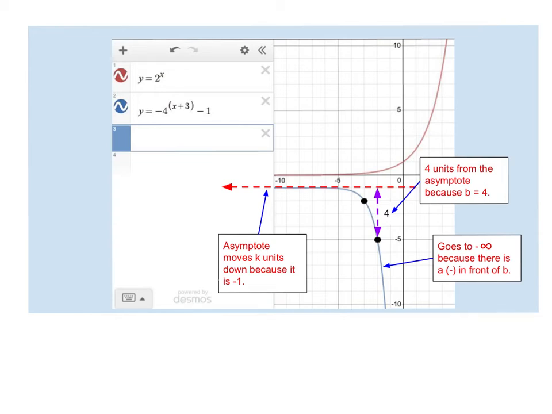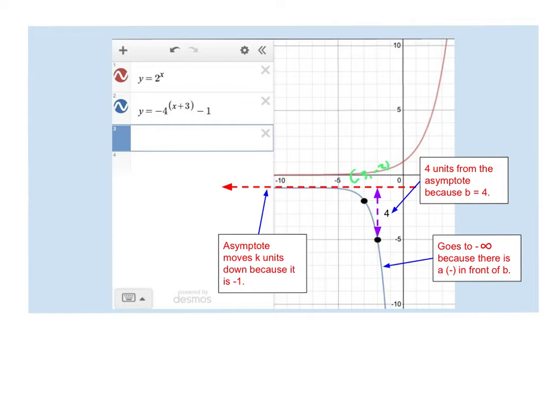Okay, here's another example, and I want to point out a couple things. The first thing I want to do is draw on my asymptote. Notice that that's at negative 1, so I go down 1 and draw my asymptote there. The next thing I see is a plus 3. That means my locator point is moved 3 to the left. Because it's negative, instead of going up 1, I go down 1 unit to find that locator point. So my locator point is right here, and that's the point (negative 3, negative 2).